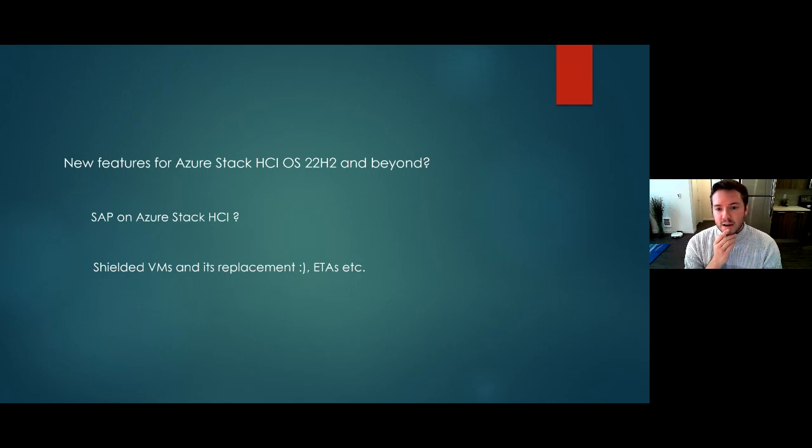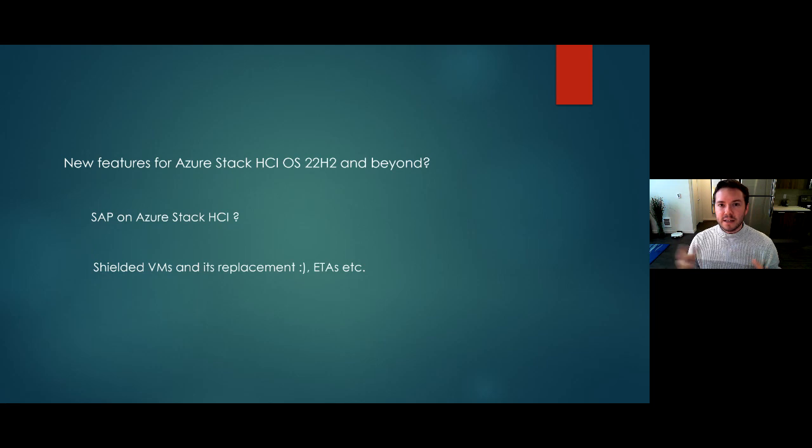Now, there are 2 things on the slide which I can talk about a little bit. So there's SAP on Azure Stack HCI and shielded VMs and its replacement, smiley face. So let me return the smiley face to you. I'll do shielded VMs first. So a big priority for the entire Azure team, of which my team is a small part, right? We work on Azure Stack HCI.